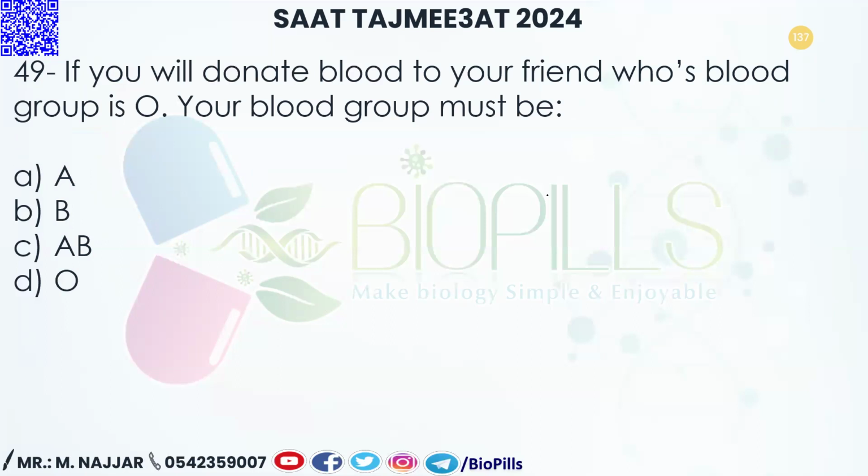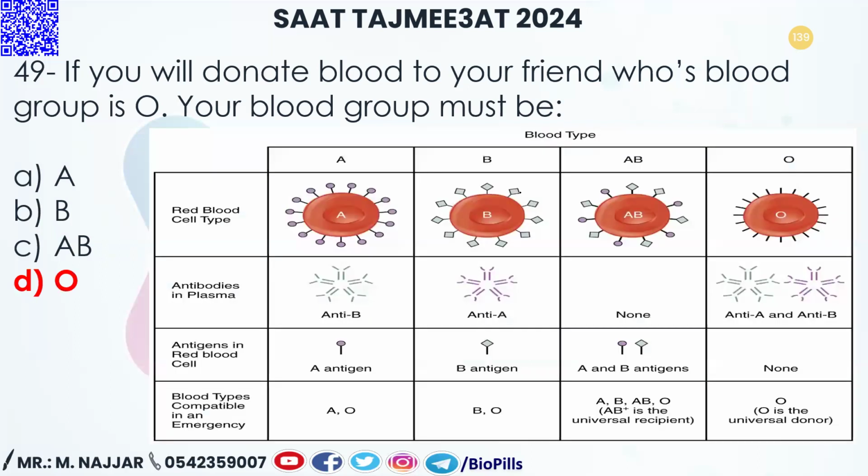If you will donate blood to your friend whose blood group is O, your blood group must be. Yeah, in this case, must be O. Correct. Because actually blood group O cannot take from any other blood group except its own. It is a universal donor, unlike AB blood group, which is a universal receiver. And here is the detailed explanation.